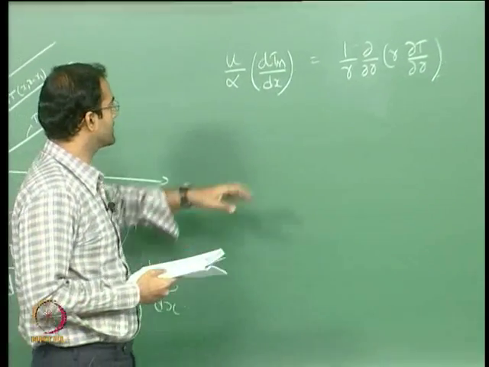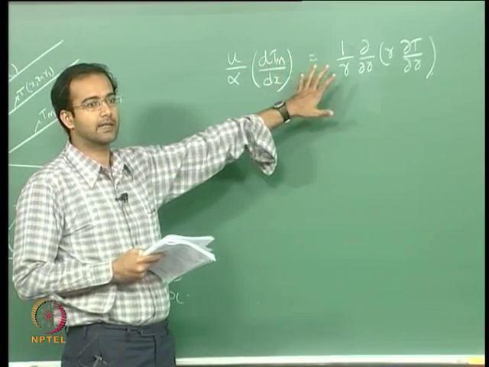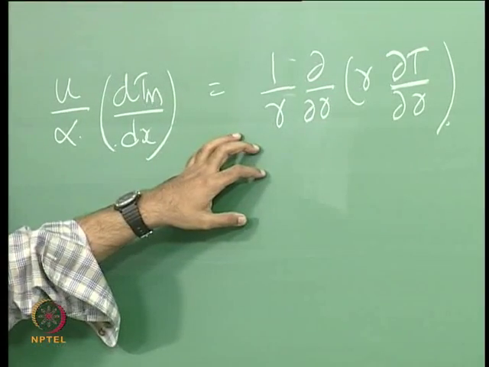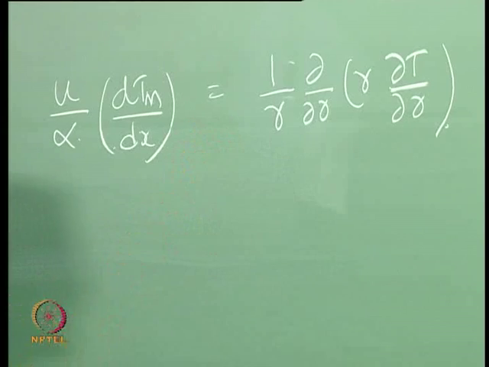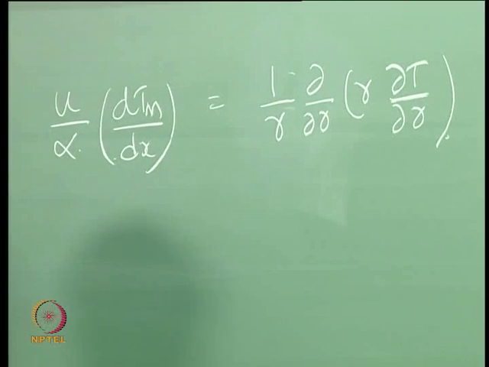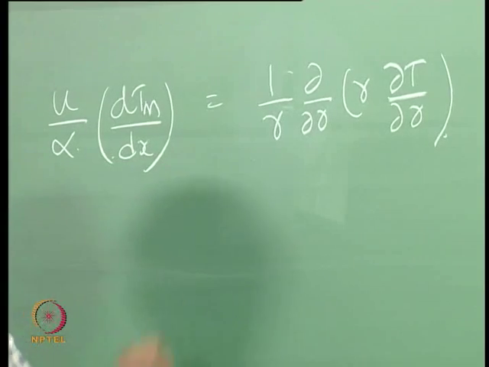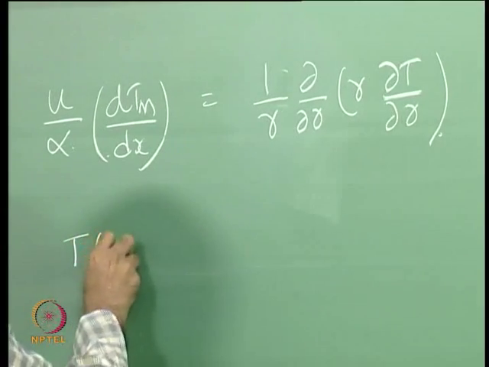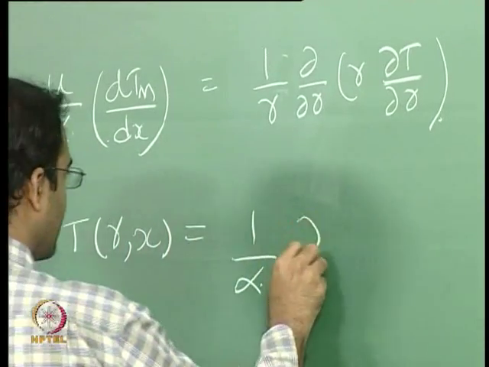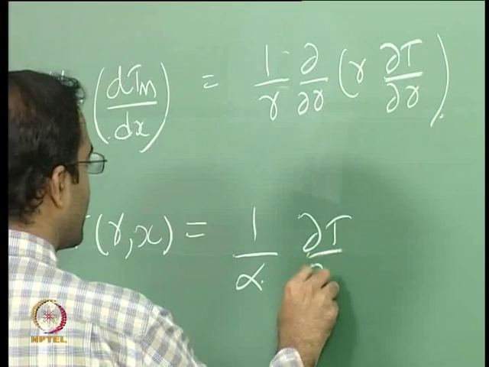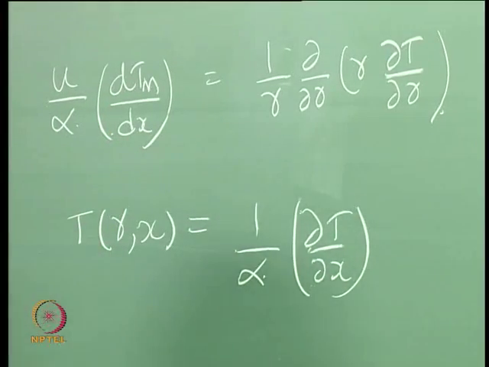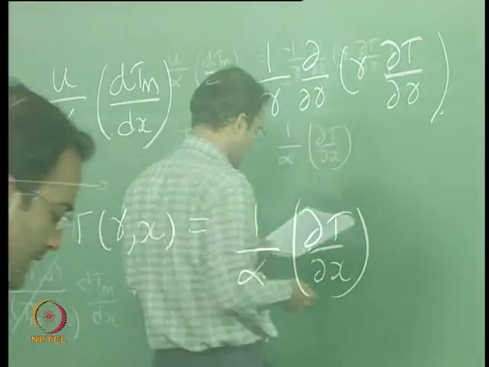Since the left hand side is a constant, we can just integrate it out the same way we integrated the velocity profile where dp by dx was a constant. This is a much simpler way of looking at the solution. If you integrate it twice, I am not going to spend time integrating, I will give you the final expression: 1 by alpha dT by dx, which is a constant. I can either use dT by dx or dTm by dx, they just mean the same and they are just constants.